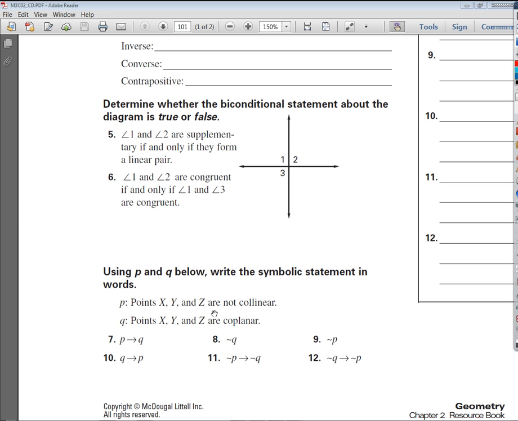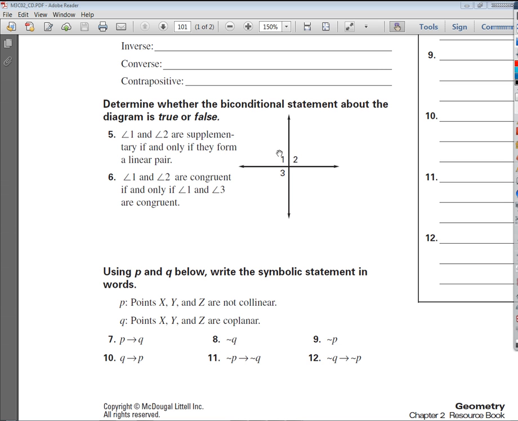Because the lines are perpendicular. Okay, so if angles 1 and 2 are congruent, and they're a linear pair, what does that imply about angles 1 and 2? 180. Say it again? Equal 180. Okay, but if they're congruent, then what would the measure of each one have to be? 90, right?